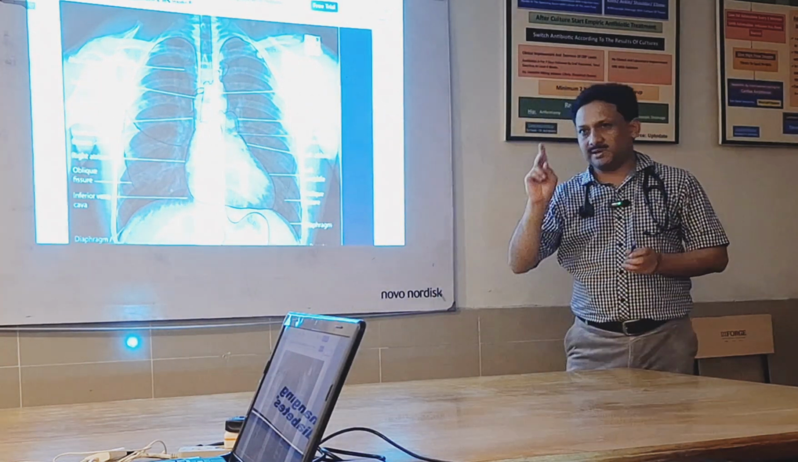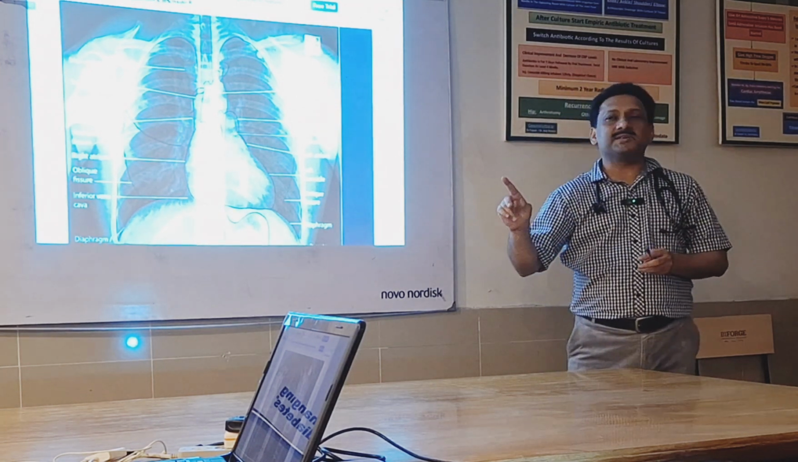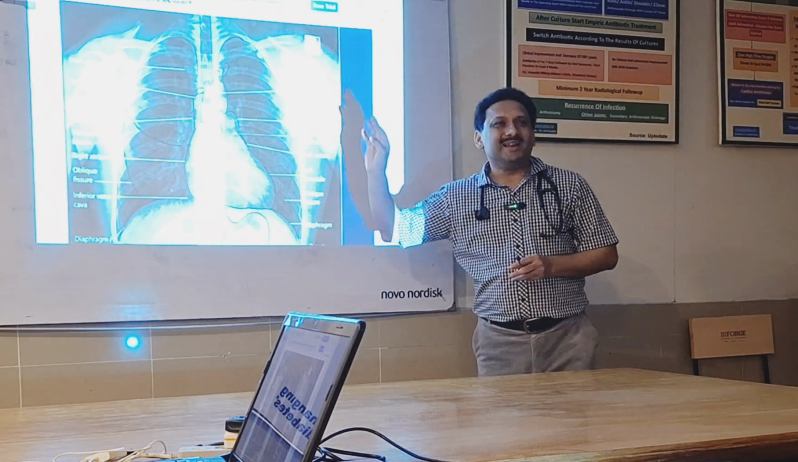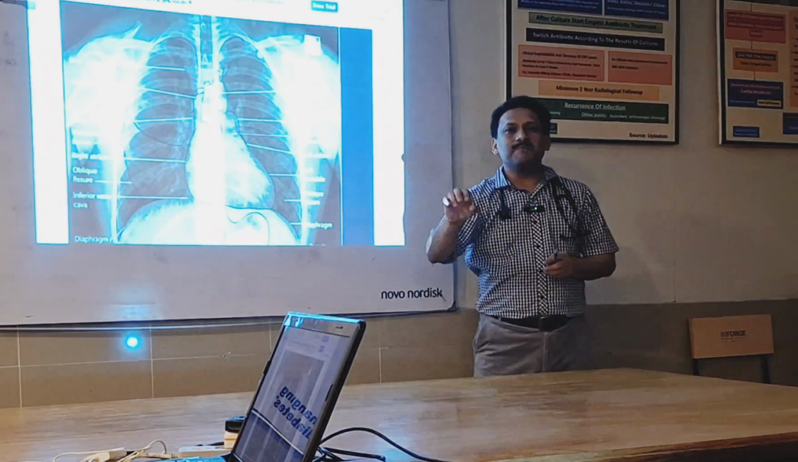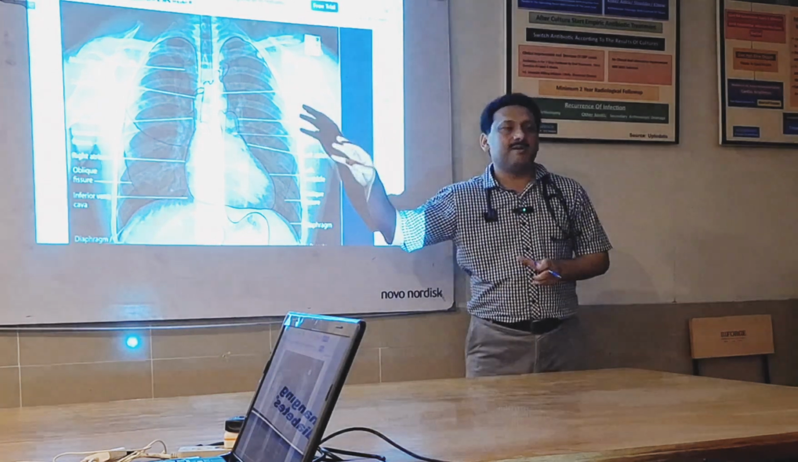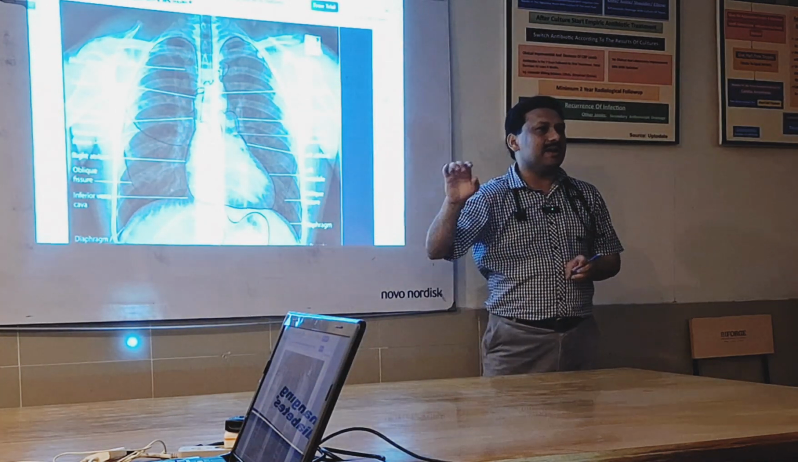So please remember, these four technical details should always be seen first. Only then would you describe the rest of the details of the X-ray. And again, I'm telling you, there are a few other points, but these are considered the gold standard points to label an X-ray as technically correct.